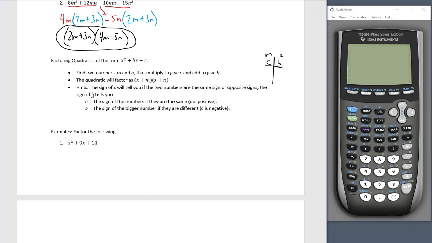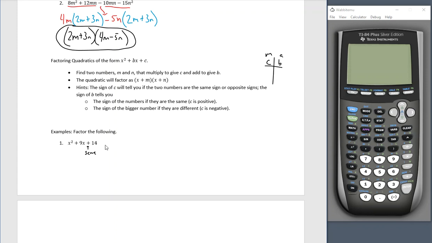Now here's some hints, and we're going to kind of walk through the hints as I walk through the problems. So because the 14 is positive, right? Same sign or opposite signs. So the sign of c will tell you if they're positive, they have to be the same sign. Why are they the same sign? Because I want two things that multiply to be 14, positive 14. So that's a negative times a negative is positive, or a positive times a positive is positive.